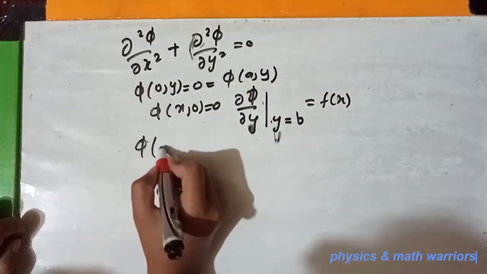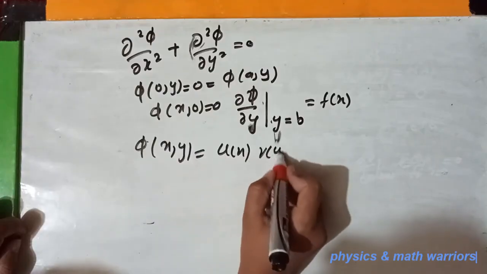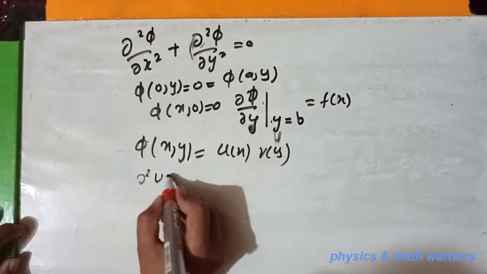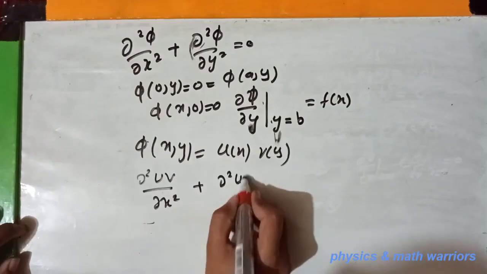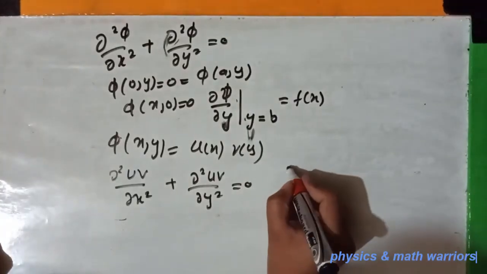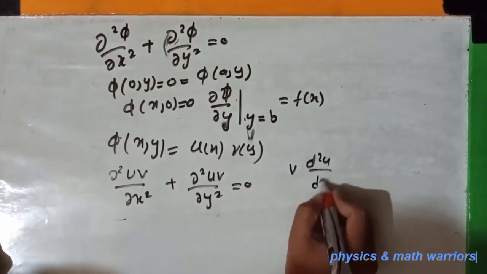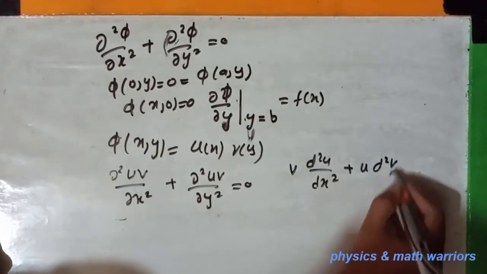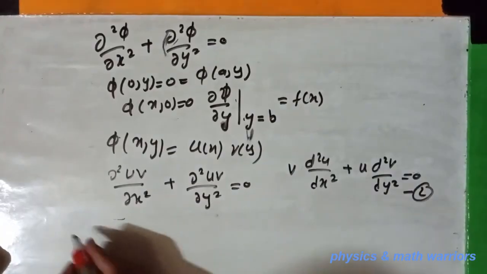Let φ, which is a function of x and y, be equal to u(x) v(y). So the above equation becomes ∂²(uv)/∂x² + ∂²(uv)/∂y² = 0. This can be written as v d²u/dx² + u d²v/dy² = 0. This is equation number 2.